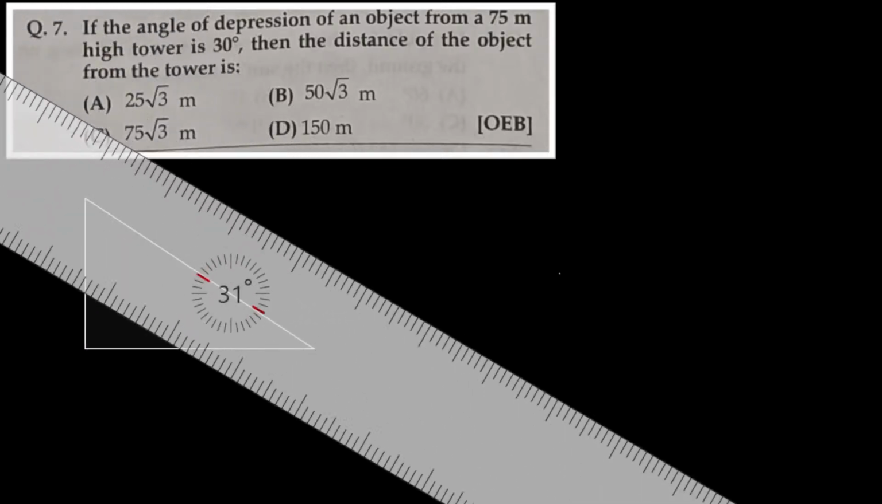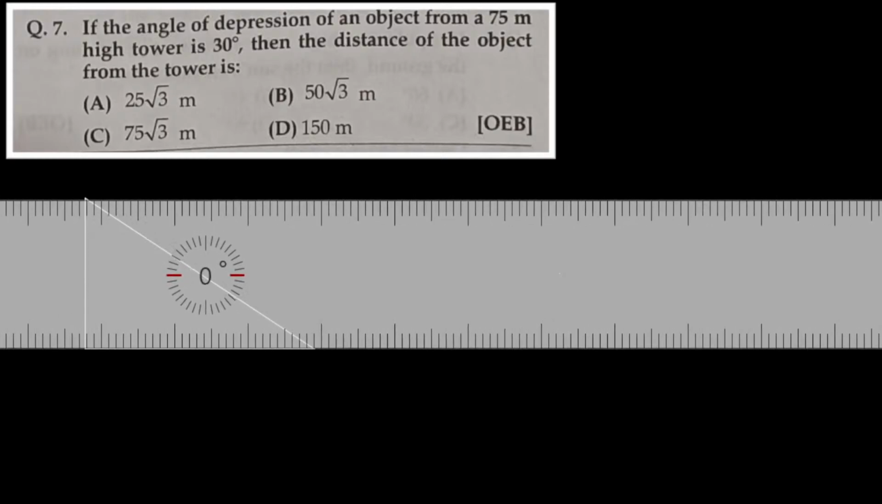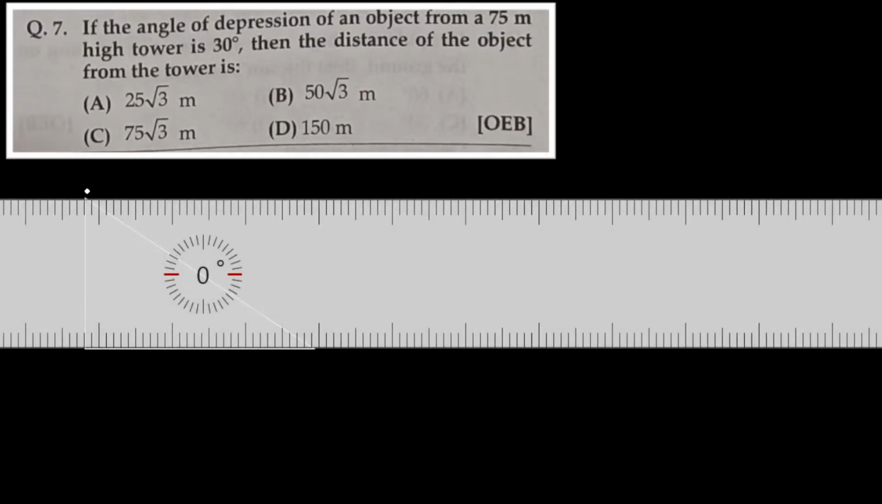So now it will be with this horizontal line at the upper side. The angle of depression will be here at this point. So this angle is given to us. This will be the line of sight. So with the line of sight and view, this is the straight horizontal line.